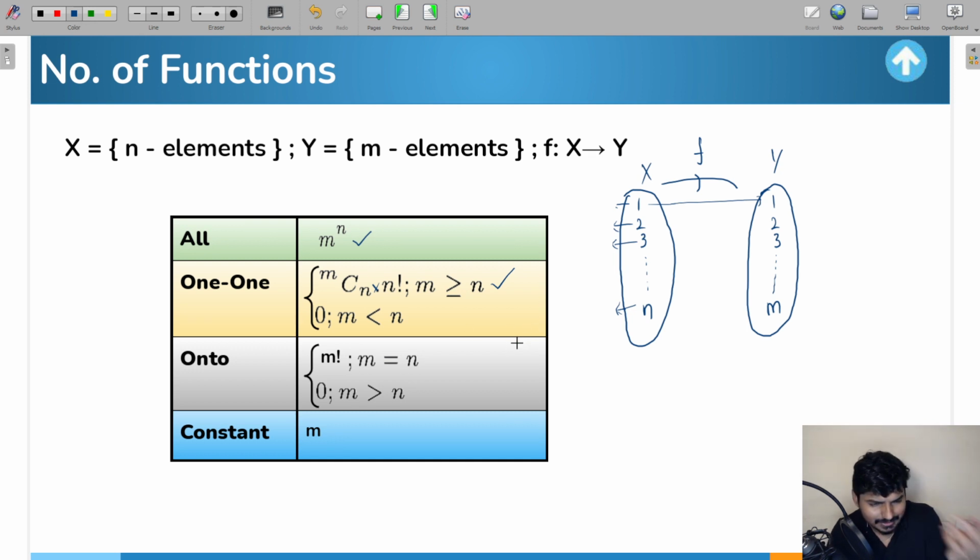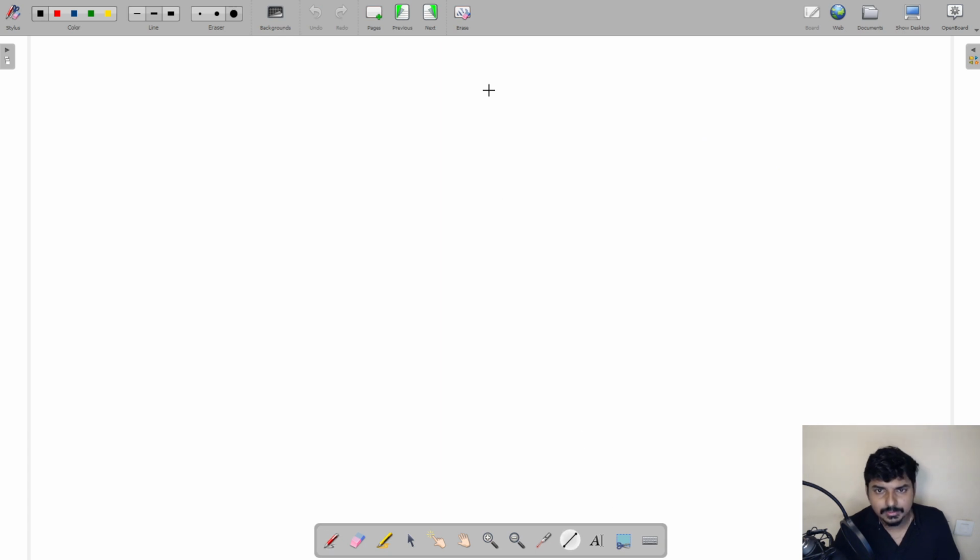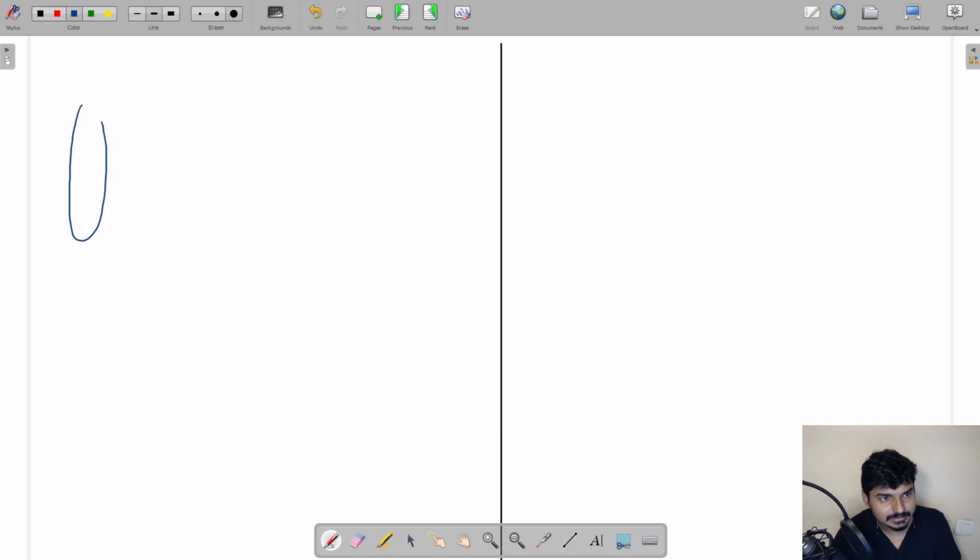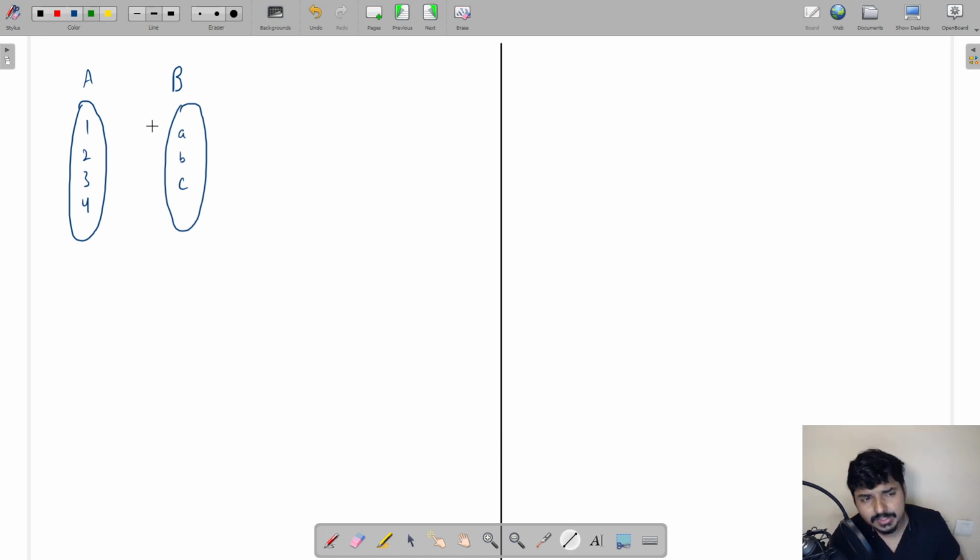For example, let us say you're taking two sets. Let me take another page for you so that you can see everything. See this, everyone. Let us say you're taking two sets in this way. This is going to be your set A and this is going to be your set B. Set A contains four elements, 1, 2, 3, and 4. Set B contains only three elements, a, b, c. Now when you do the mapping, you have to do it in such a way that you get a one-one function. So I can do it this way: 1 to a, 2 to b, and 3 to c.